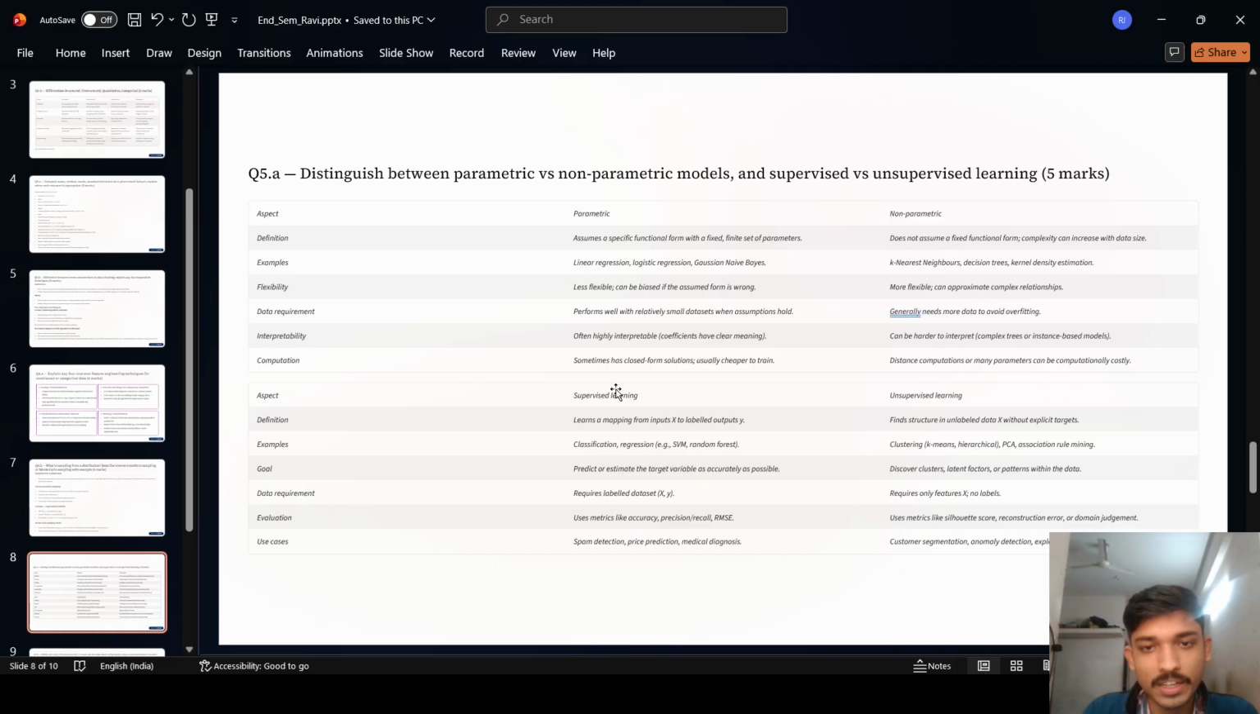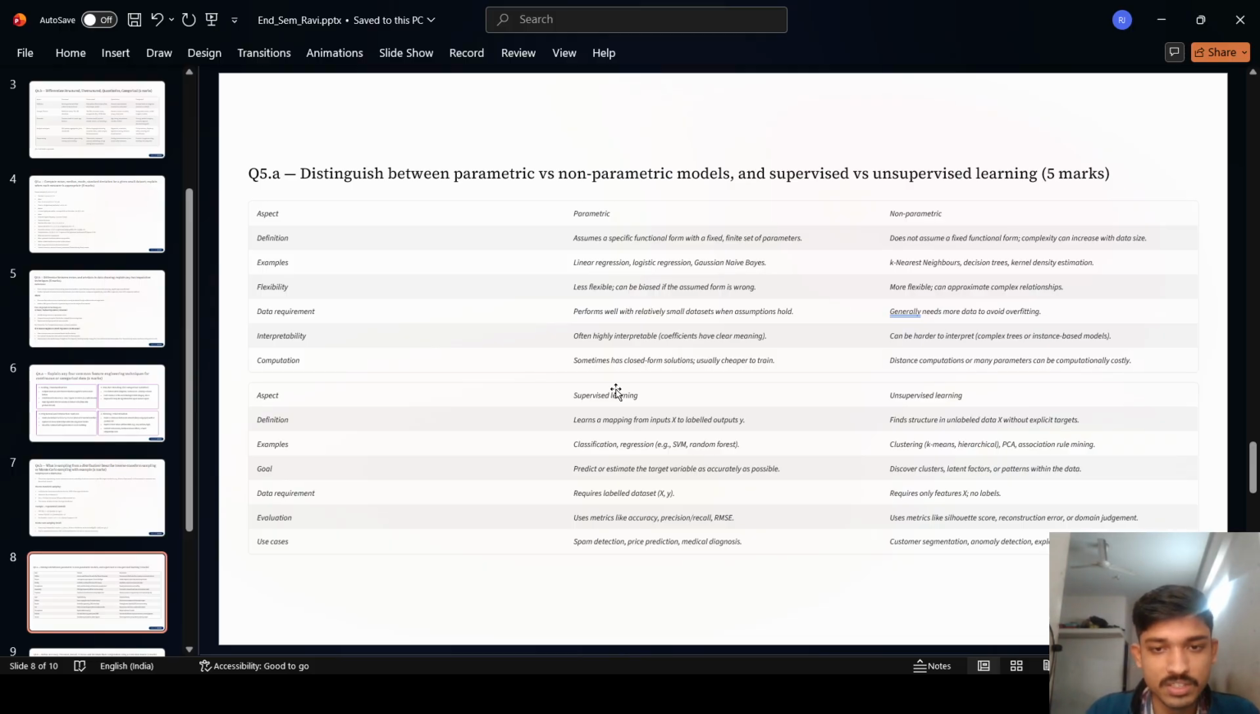Interpretability: parametric is often highly interpretable, coefficients have clear meaning. Non-parametric can be harder to interpret, such as complex trees or decision-based models. Computation: parametric sometimes has a closed form solution and is usually cheaper to train. Non-parametric distance computations or many parameters can be computationally costly. Now let's see the difference between supervised and unsupervised models.